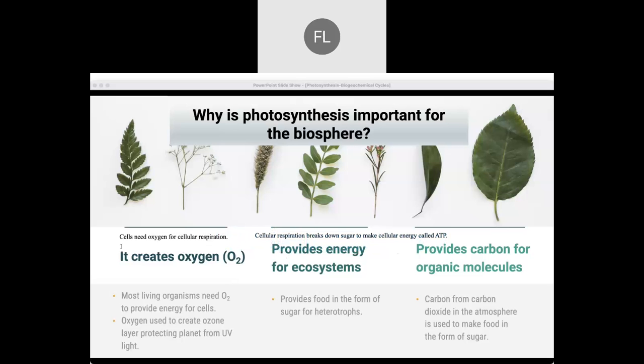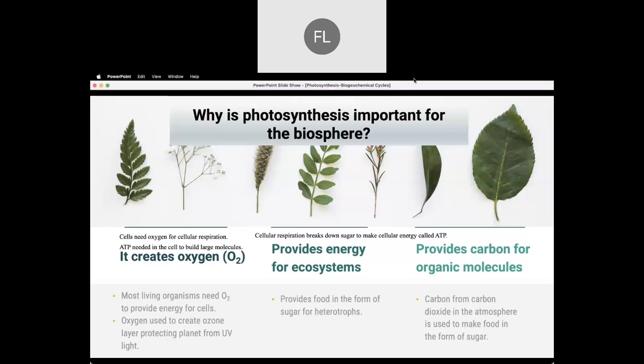And then ATP is used for cellular actions such as building large molecules like proteins. It's also used for other things, but this is the easiest example to remember. So go ahead and pause the lecture recording here so you can write those things down, but I'm going to go ahead and continue.